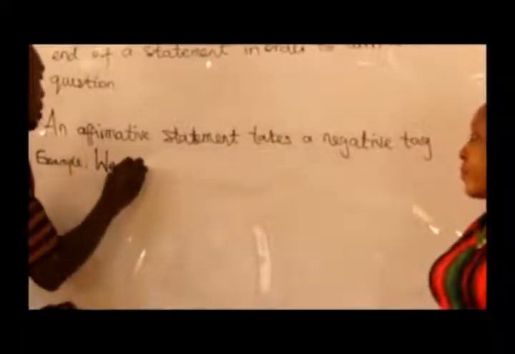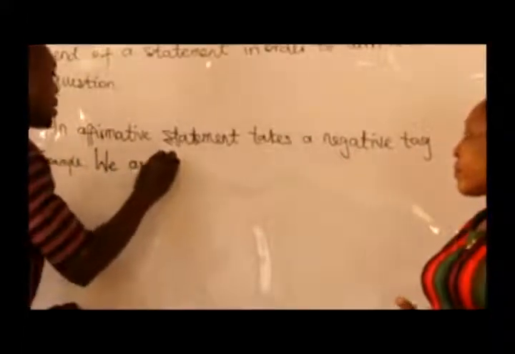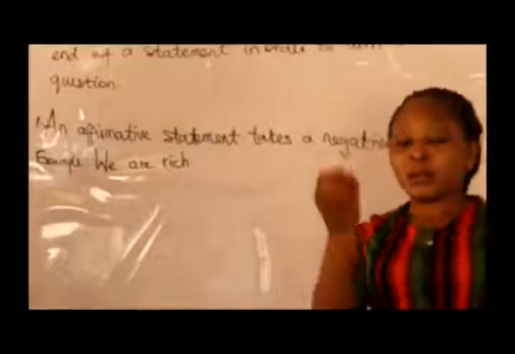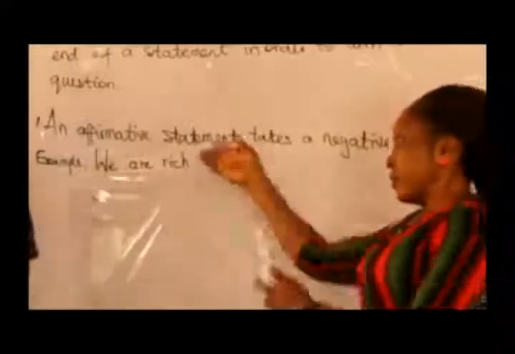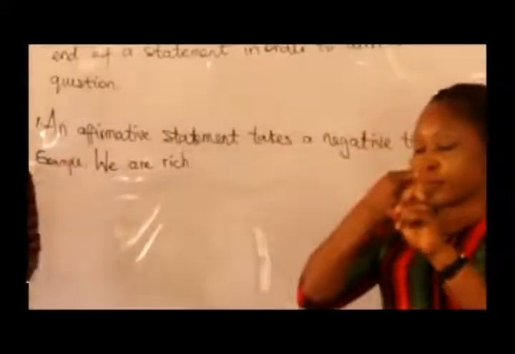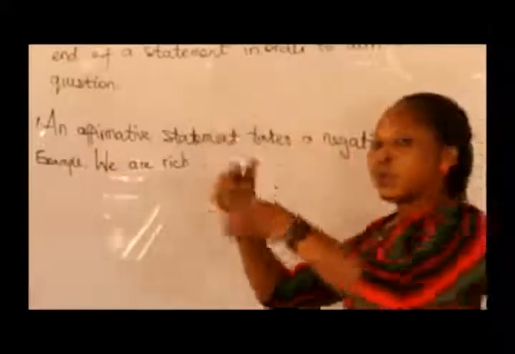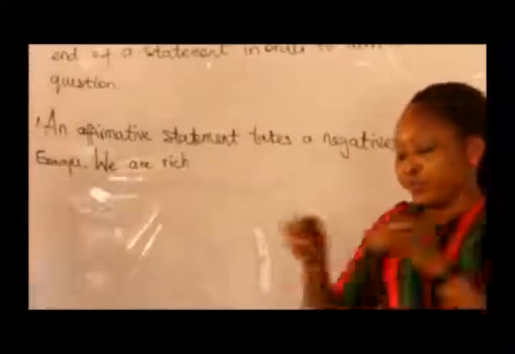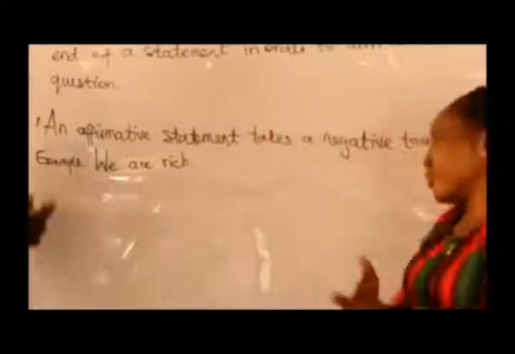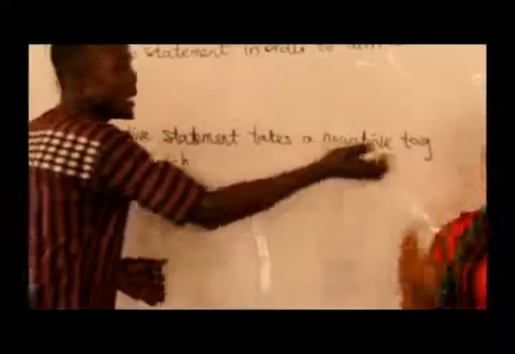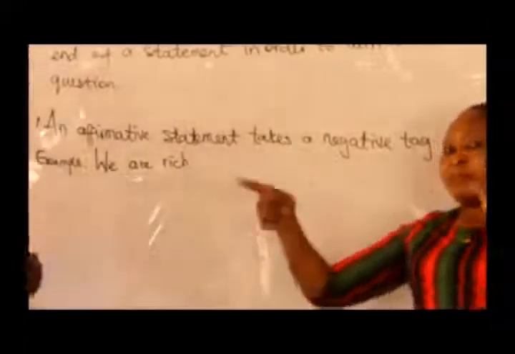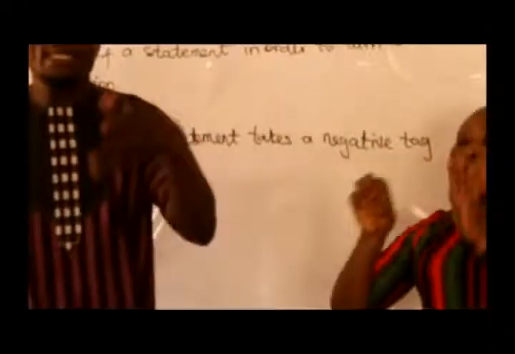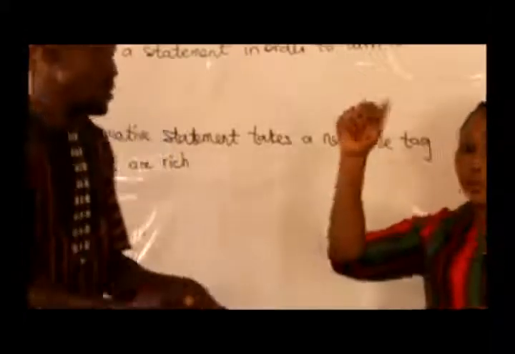We are rich. This is a positive statement, or what you can call an affirmative statement. We are rich. Yes, we are. So, if you want to put a tag to this affirmative statement, you use a negative tag. And a negative tag is a tag that contains not or n't.